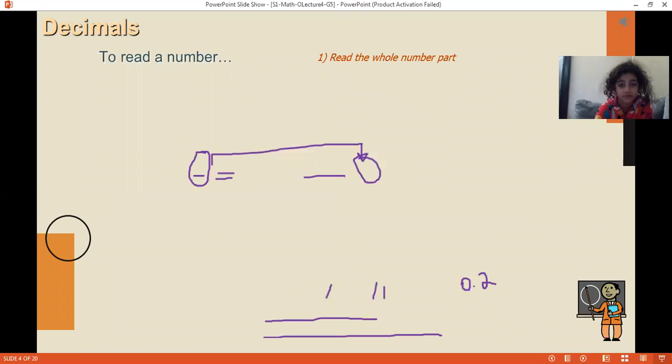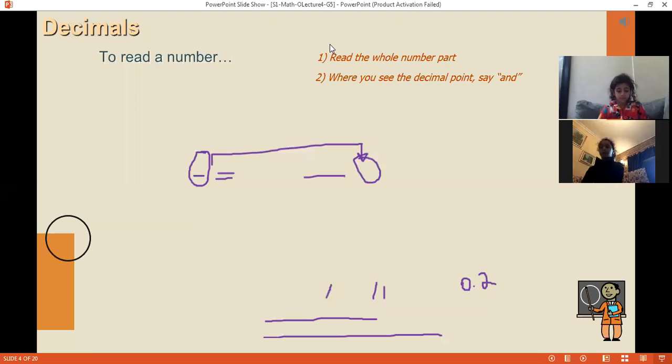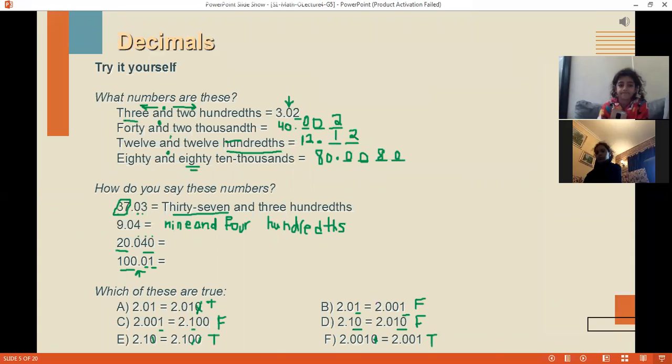The first step is that you read the whole part as it is. Then instead of the point, you say "and". Then you read the decimal part as it is, followed by the column that you reached. For example, if we have the number 20.045, it's 20 and 45 thousandths. Why thousandths? Because we have tenths, hundredths, thousandths. So we reached the thousandths, so I need to write thousandths. So those are the steps for writing a decimal number in word form, and we did a lot of exercises about it.